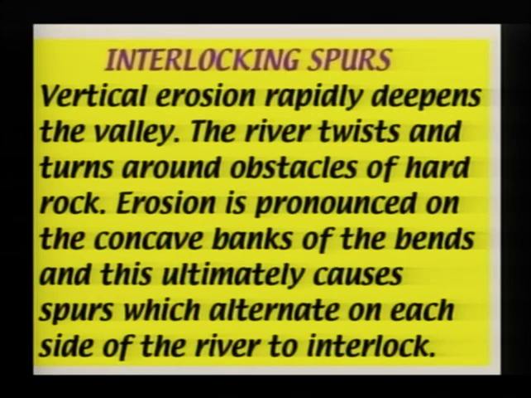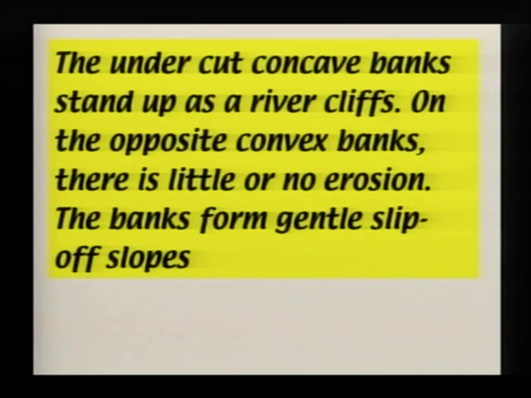You double check. That's not all. You note also the undercut concave banks, that is the erosional bank, would usually stand up as river cliffs. Meanwhile, on the opposite side of the bank, that is the convex bank or the depositional bank, there is little or no erosion. On that side, the convex bank, the bank would usually form what we call gentle slip-off slopes. So that is the explanation on the formation of interlocking spurs. You check, make corrections.